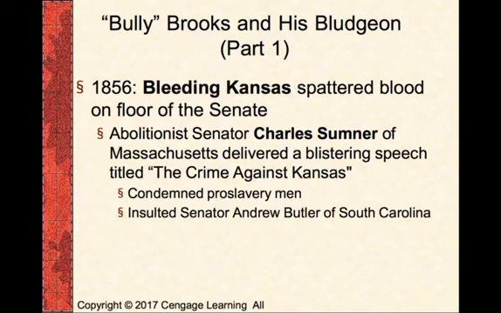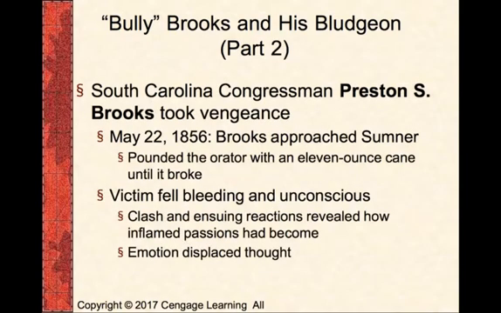Sumner's speech included things like "hirelings picked from the drunken spew and vomit of an uneasy civilization." And it ticked some people off. A South Carolina congressman named Preston S. Brooks, who was actually a relative of Butler's, decided to take vengeance into his own hands.